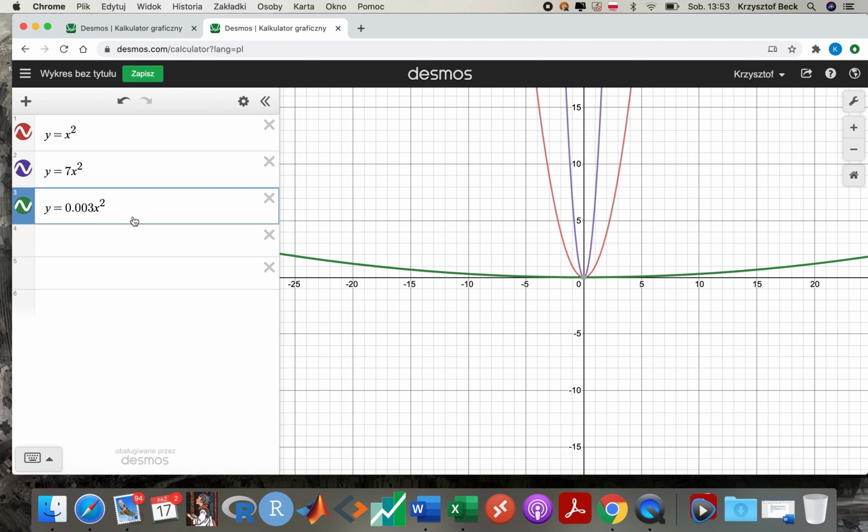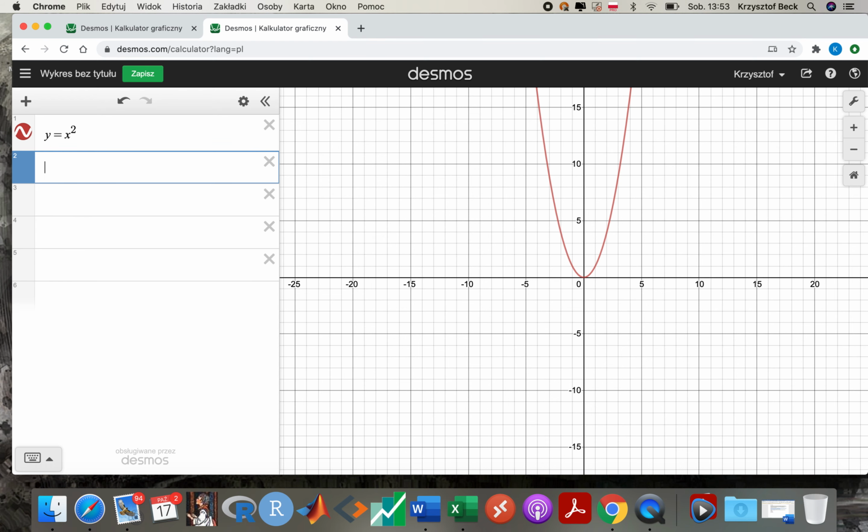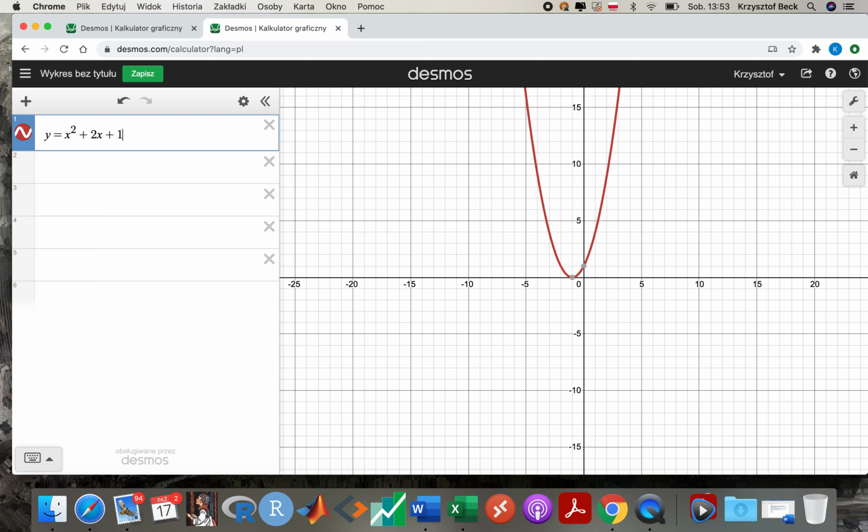Now, of course, we can make a more complicated function, like plus 2x plus 1, right? This is a very simple case, but see, here you can check the tip of the parabola, the vertex, and here you get its coordinates, and the same for the intercept.